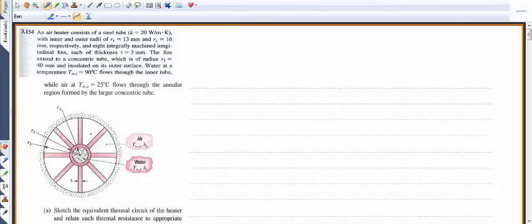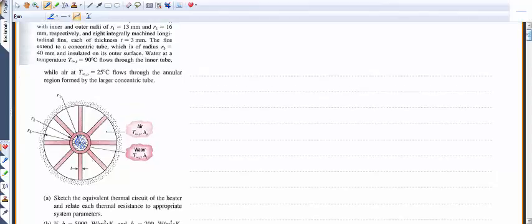This is problem 3.154. In this problem, there's a steel tube with a fluid inside at some hot temperature of 90 degrees, which I'm shading now in blue. And this fluid exchanges heat through a steel tube out through a fin array to air, which is on the outside. And the outer edge of the entire domain is a circular boundary that is insulated.